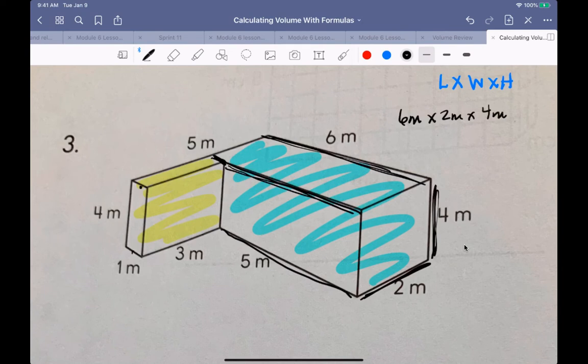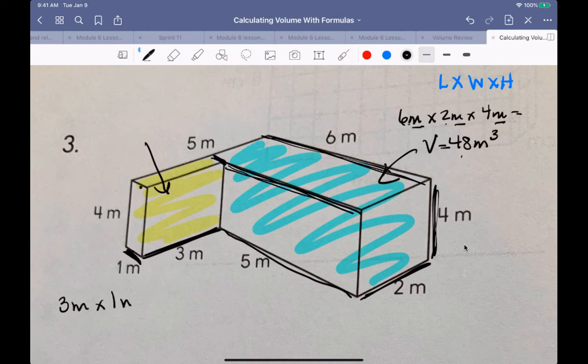So 6 times 2 times 4 is going to give me 48 meters cubed. 6 times 2 is 12, times 4 is 48. Meters times meters times meters is meters cubed. That is the volume. I don't know if I said area earlier. Sorry, volume for this rectangular prism. Now I need the volume for this rectangular prism. I'll go here with the length. The length is 3 meters times the width, which is 1 meter, times the height, which is 4 meters. So 3 times 1 times 4 is 12 meters cubed.